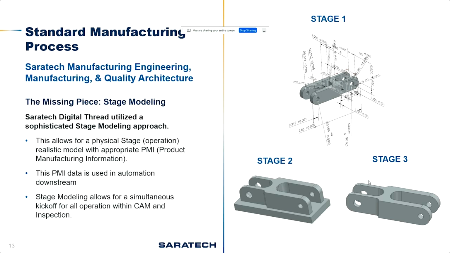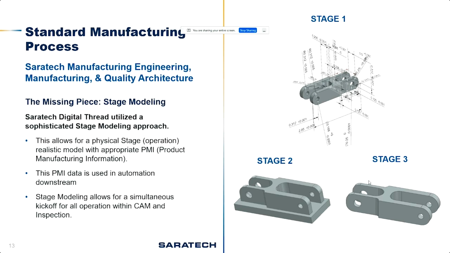Another piece of this is stage modeling. Our software has stage modeling, which is those operation-realistic models. We also have another piece called PMI, product manufacturing information. What that is, is a reallocation of effort. Instead of doing drafting secondary and downstream, that doesn't help us in our manufacturing process or our inspection process. It's just physically something that somebody can look at, measure, and then cross-reference and say yes or no. But it does nothing for us digitally.